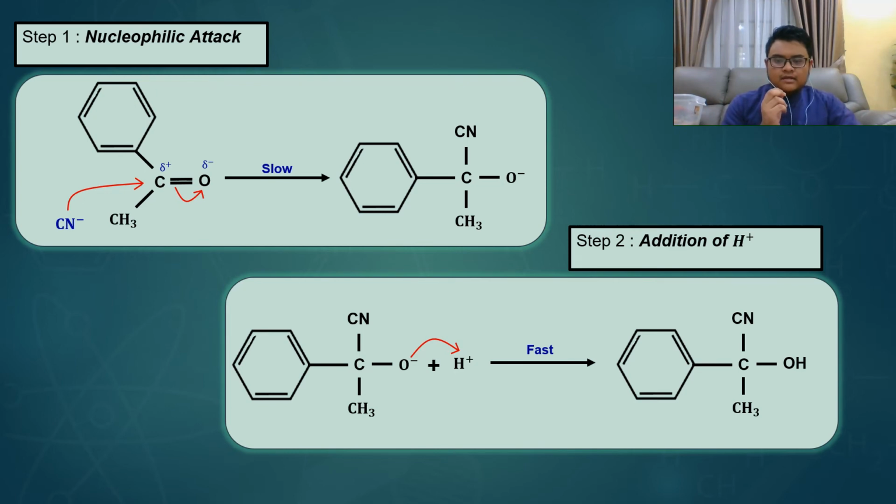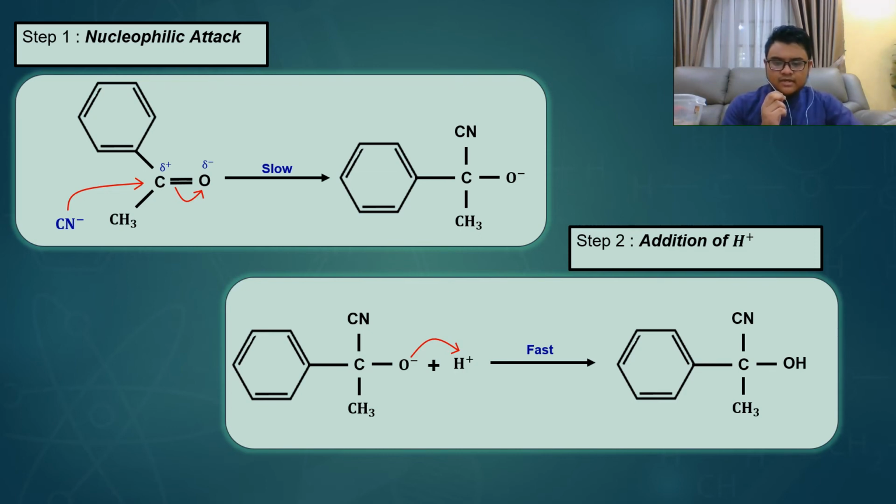So in this step, we want to break the bond. Therefore, the rate of reaction should be slow. So the CN minus is added to C and the O becomes O minus because it gained electrons from the double bond just now.